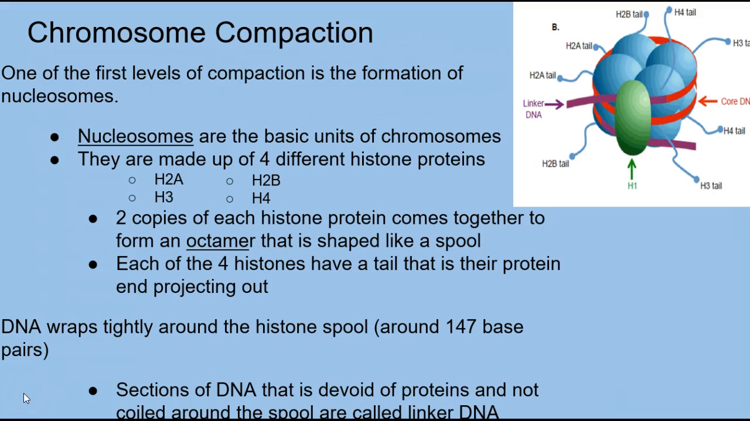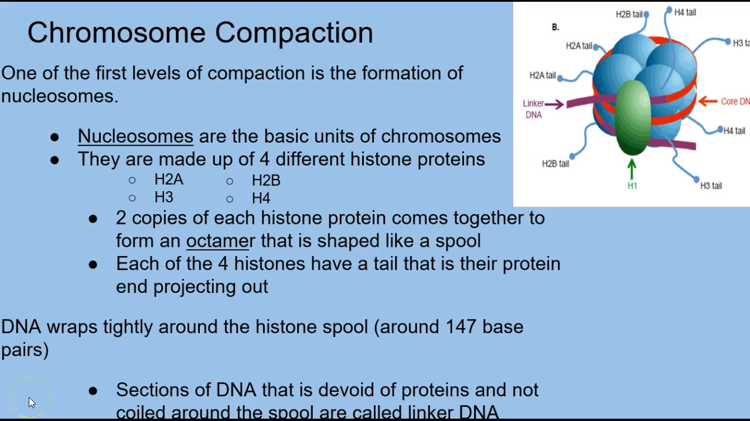Okay, so one of the first levels of compaction is the formation of nucleosomes. Nucleosomes are the basic units of chromosomes and are made up of 4 different kinds of histone proteins. These are called H2A, H2B, H3, and H4. 2 copies of each histone protein come together to form an octamer, which is shaped like a spool. Each of the 4 histones has a tail that protrudes out.